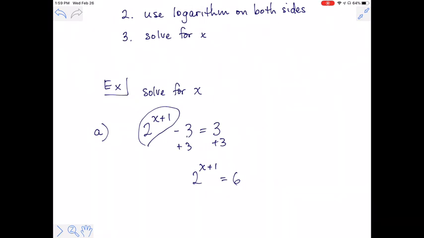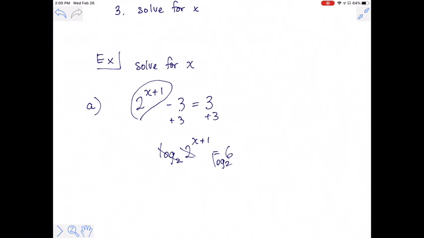Step 2 is now to use a logarithm on both sides. What we need to do is get this out of exponential form into logarithmic form. This is what we practiced back in section 4.3. And in order to get this out of exponential form, we need to cancel a base. And we all know what cancels bases: logarithms. We use a log base 2 on both sides. And now that x plus 1 is no longer an exponent, it's just x plus 1 equals log base 2 of 6.